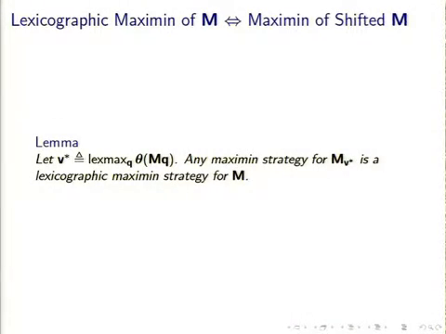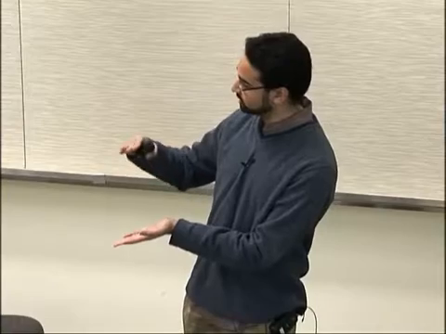Now here's the second fact, which is why we care about shifted matrices. If you let V star be the vector of values, the vector of payoffs that you're going to get on each pure row strategy under the lexicographic optimal, then if you just shift your matrix by that vector, any optimal strategy in the traditional sense on this shifted matrix is a lexicographic optimal strategy on the original matrix.